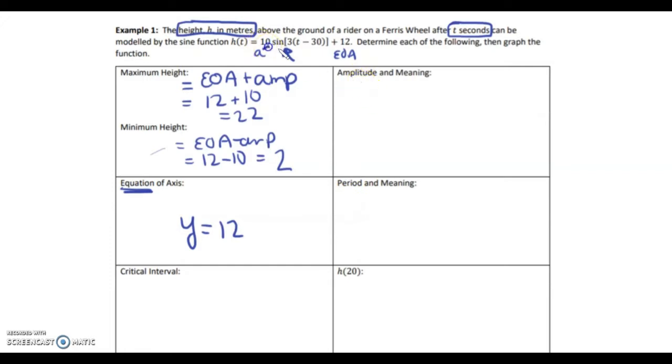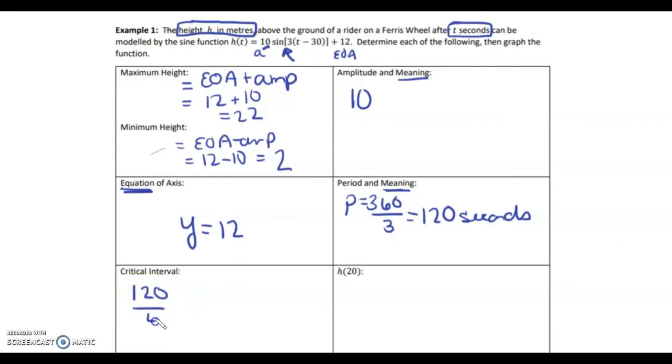The amplitude is 10. I'm going to come back to the meaning. The period and the meaning, period is 360 over 3, which is 120. Okay, this time this is measured in seconds. And I'm going to come back to the meaning. Critical interval is 120 over 4. So every 30 seconds, oops, not degrees, seconds.